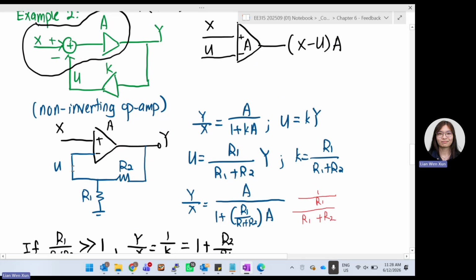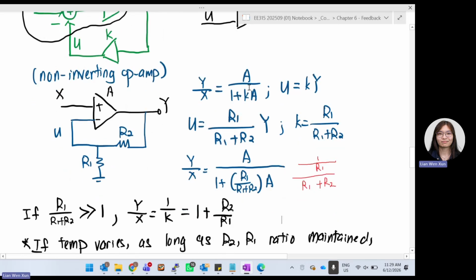But what exactly is U now? U is a voltage. At this point, can we say that this voltage is actually R1 over R2 plus R1 times the input Y? This is just a voltage divider over here. So we say U is equal to R1 over R1 plus R2 times Y. What exactly is your K then? We say U equals K times Y, and here we have Y already, so your K is R1 over R1 plus R2.